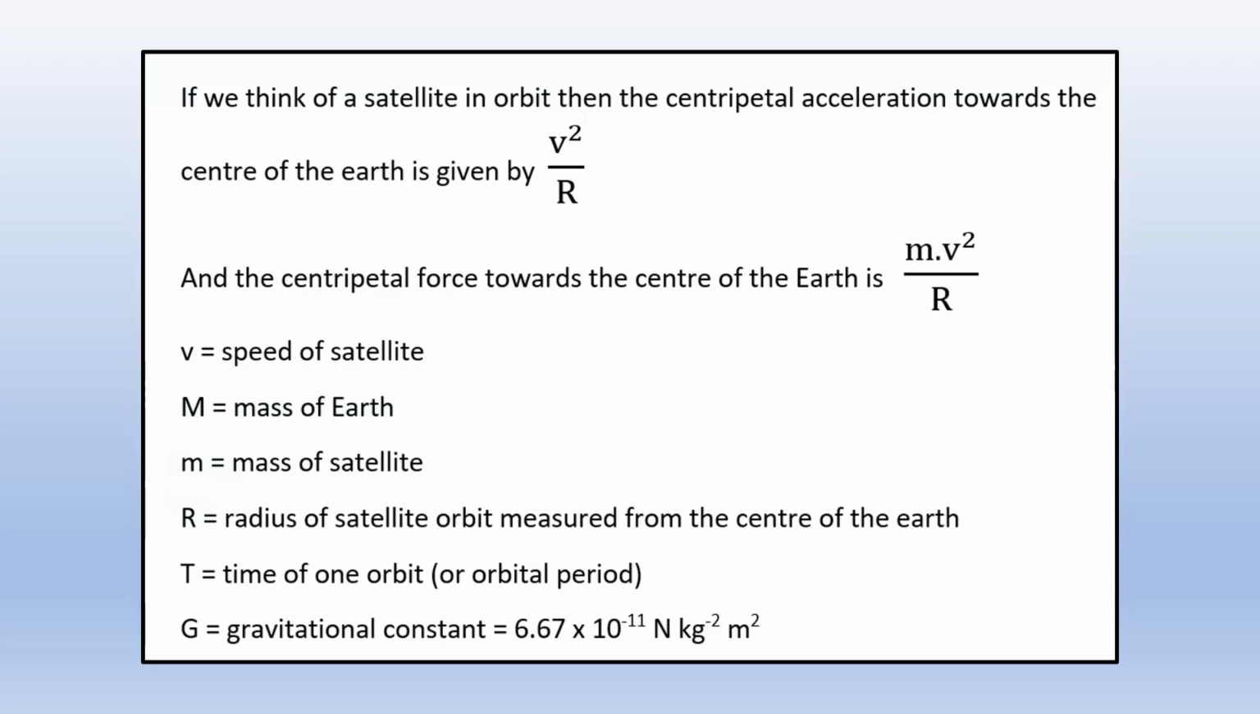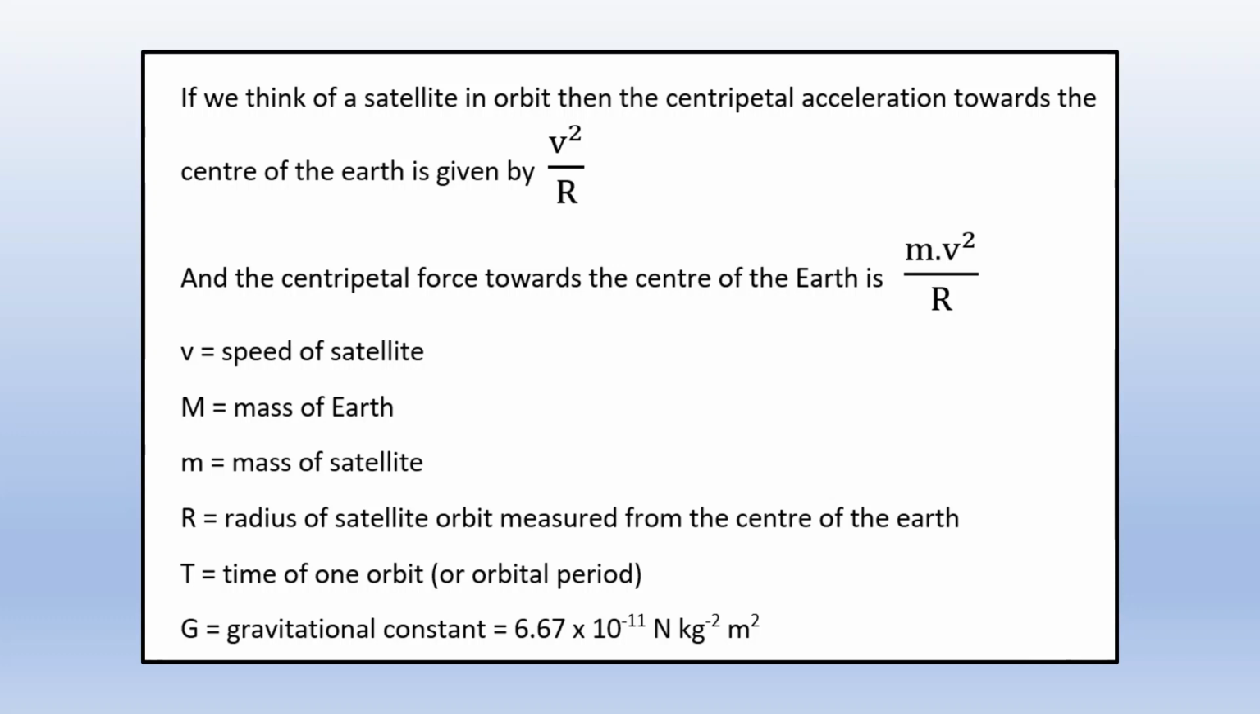Now, you may not yet have looked at the topic of circular motion, but you will. In circular motion, you explore centripetal acceleration and centripetal force. Both of these act towards the center of the rotating system. In this case, the centripetal acceleration towards the center of the Earth is given by v squared over r for the satellite in orbit around the Earth, and the centripetal force, think F equals ma, is m times v squared over r.